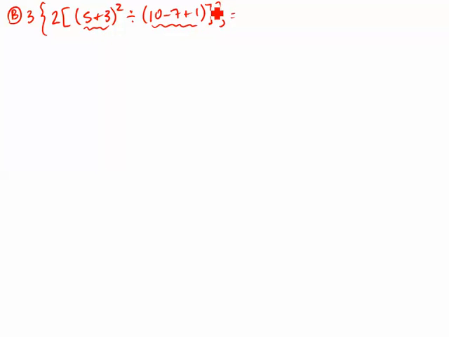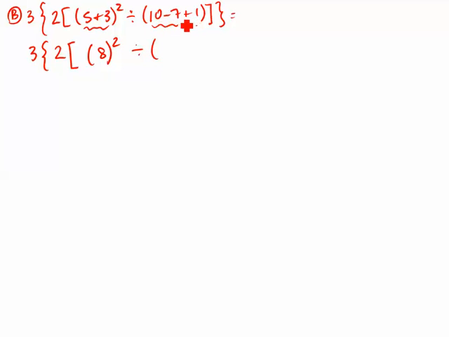So let me just underline what I'm going to be working on next. So I'm actually going to work on this at the same time now. If you want to separate them and rewrite them in 2 different lines, by all means, take an extra line and do that if it's more comfortable for you. So 5 plus 3 is 8. My squared is still there. Now I'm working on this bracket.